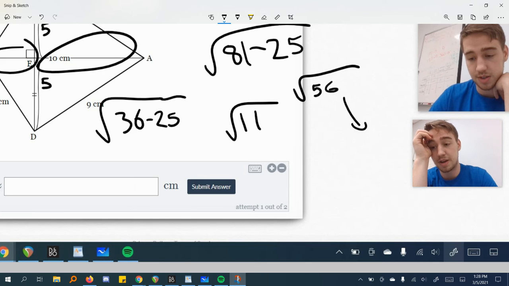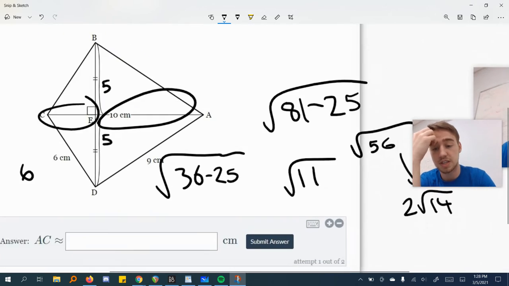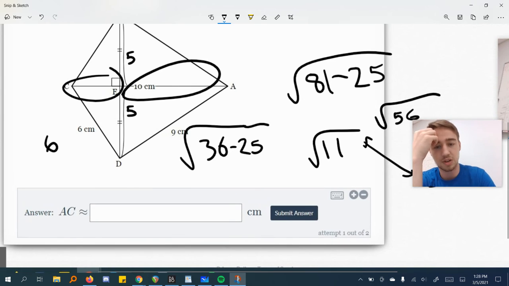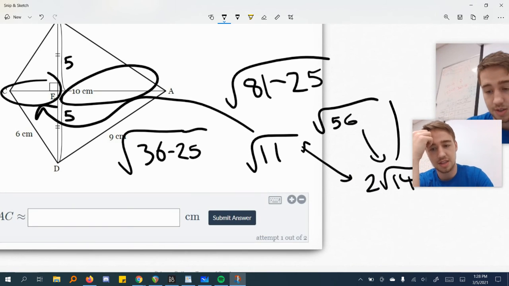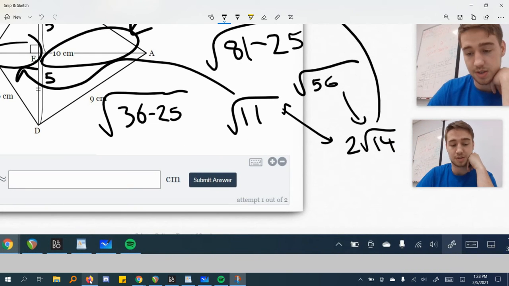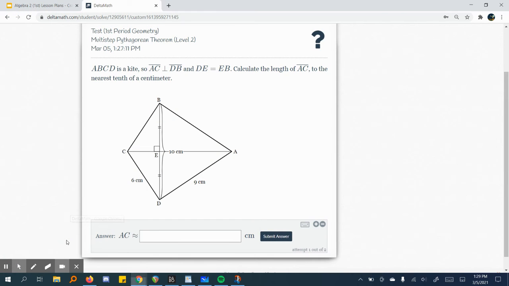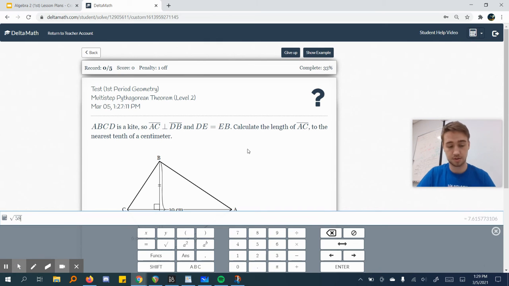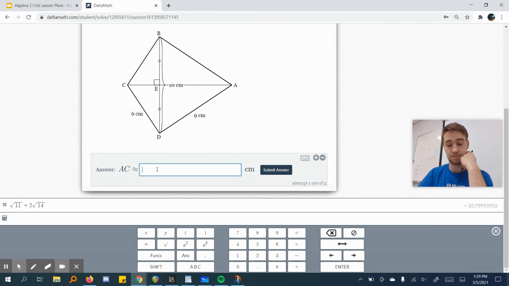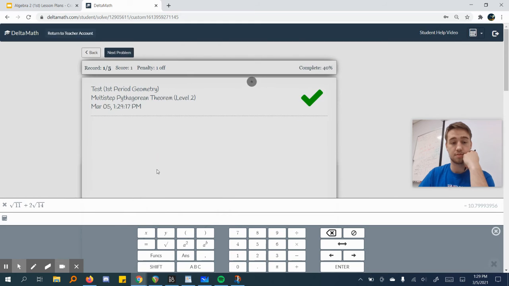And 56 is divisible by a square, which is 4. So if you take out 4, you'll get 2 radical 14. If we're just going to do to the nearest tenth of a centimeter, though, we're going to need to add these things together because the root 11 goes with this guy, and this thing goes with the other side. So let's simply add those. Root 11 plus 2 root 14. Calculator. 10 point, very convincing, 10.8 there. And we nailed it.